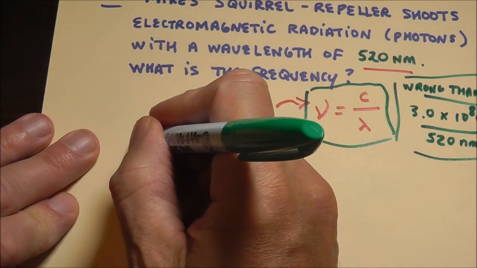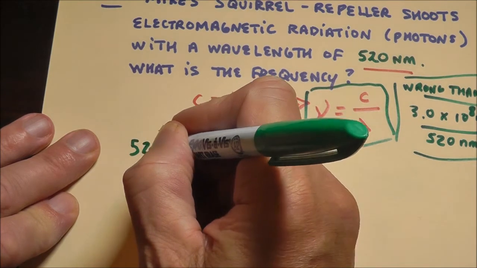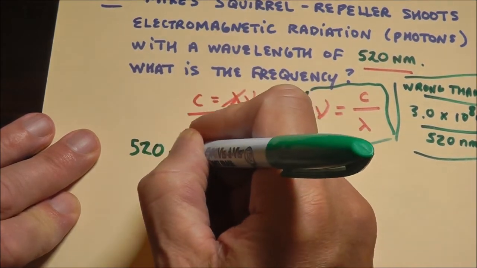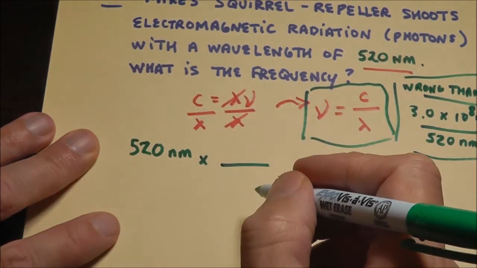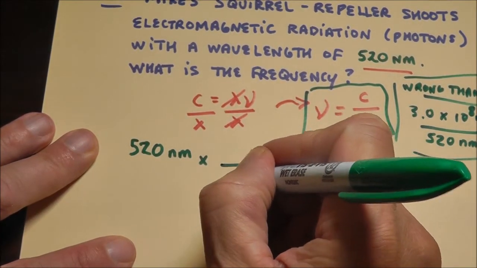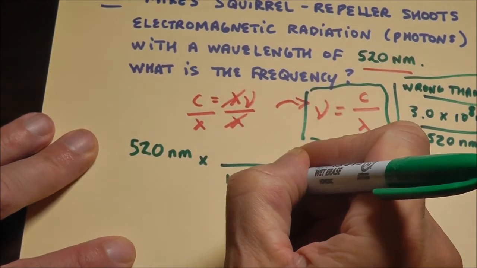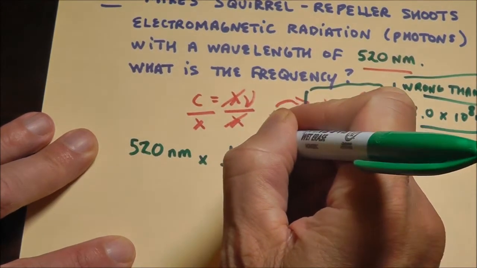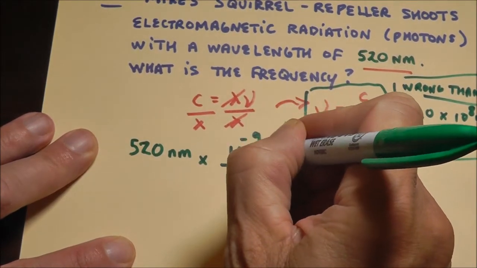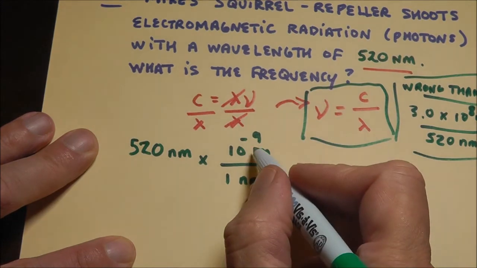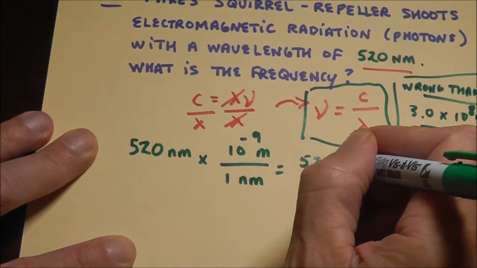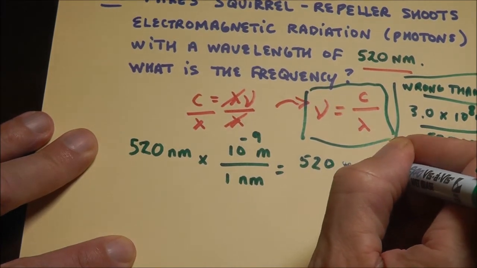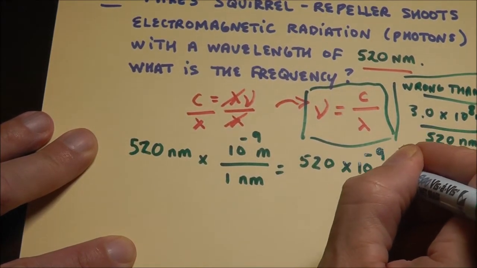Not a big deal, because we all remember from way back in the beginning of the course our metric to metric conversions, and that is that there are 1 nanometer. I like to put a 1 on the bottom. There are 10 to the minus 9 of a meter. You could put 10 to the 9 on the bottom and 1 on the top, but I like that because it's now making me not have to use my calculator. 520 times 10 to the minus 9 meters.